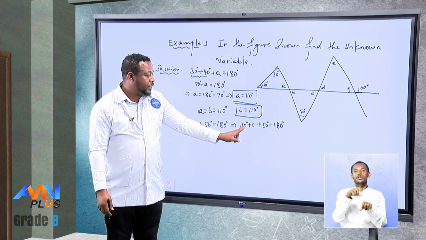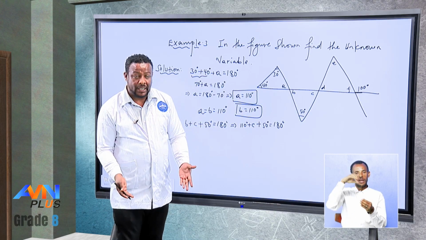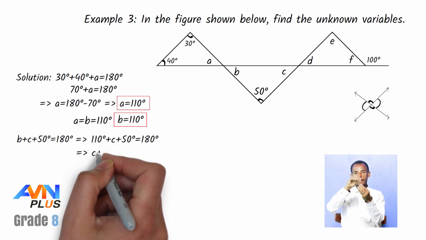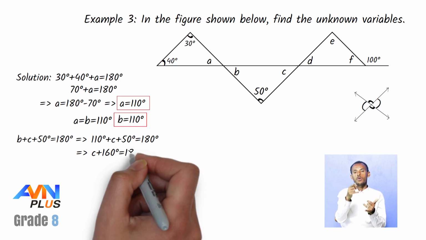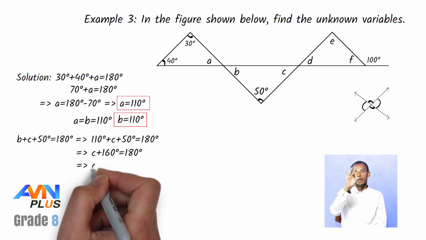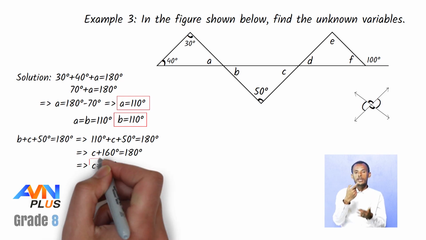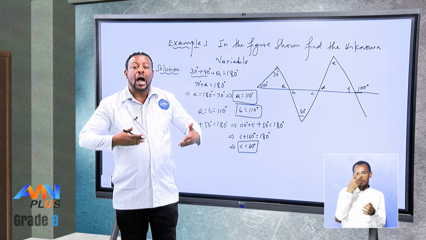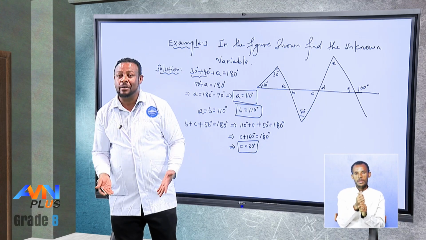So now you can add these two. 110 and 50 degrees is 160 degrees. So C plus 160 degrees is 180 degrees. Now you can get the C value. Subtract this from 180 degrees, and the C value becomes 20. In this picture, C may not seem like a 20 degree angle, but I'm just telling you the procedure on how you can calculate the unknown variables, right?